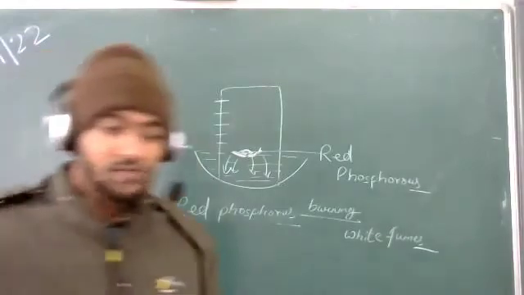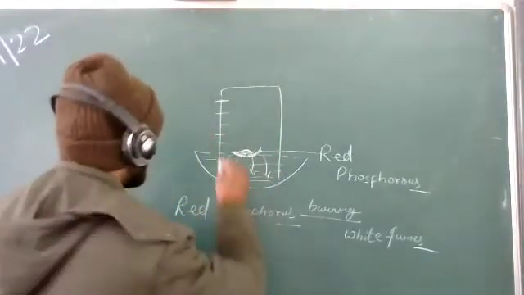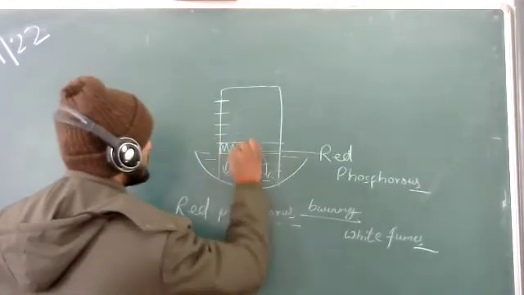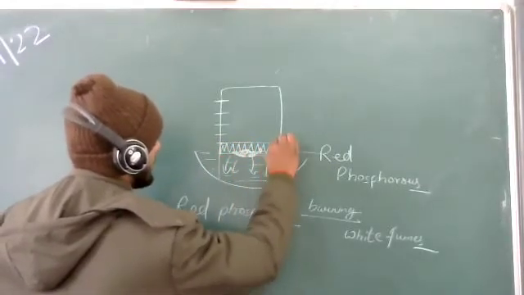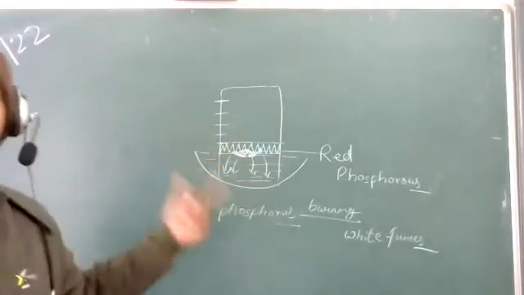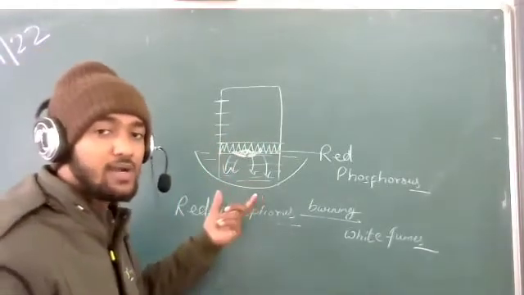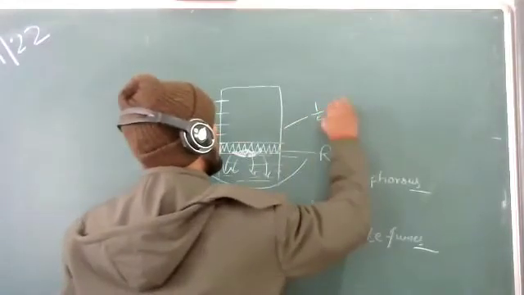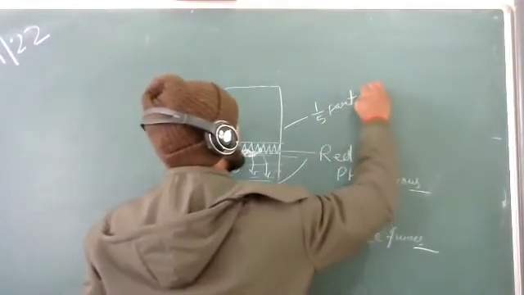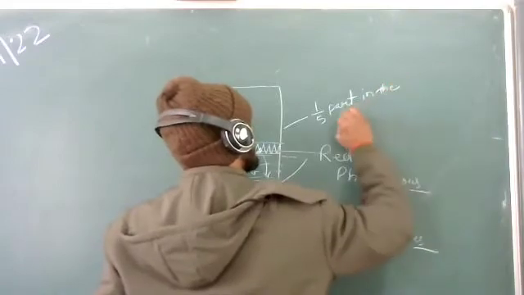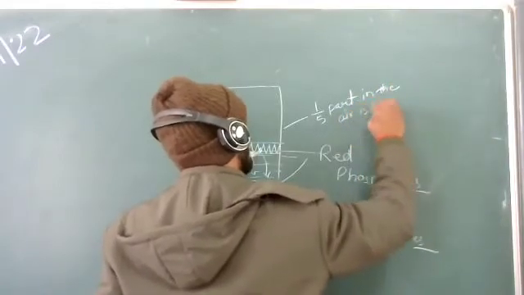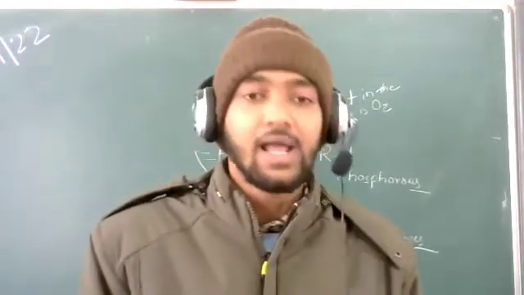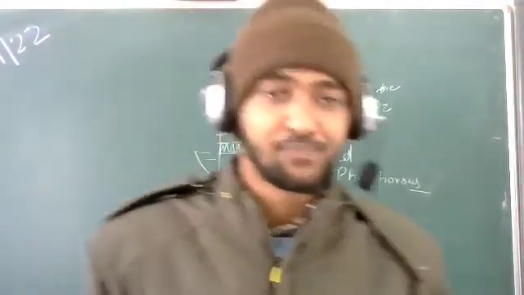So you will observe that the water level rises to 1 by 5 part. This 1 by 5 part. So this water has taken the place of oxygen, which helps in burning. So here it is proved that 1 by 5 part in the air is oxygen, or we can say 1 by 5 part of the air helps in burning.